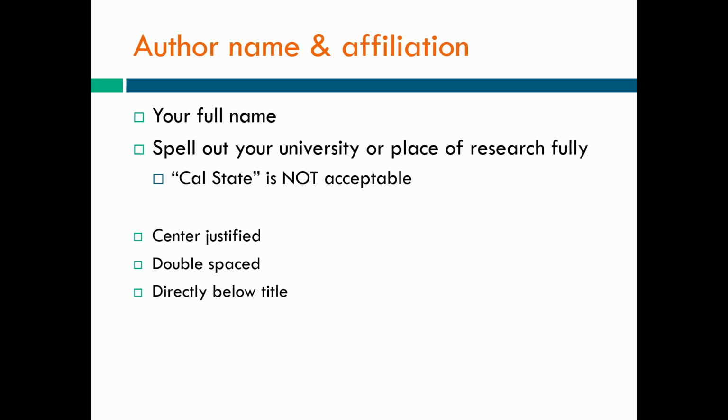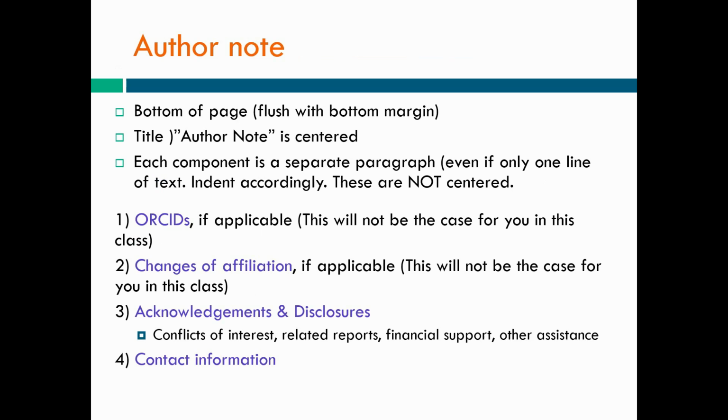All right, that section of the title page is also center justified, double spaced, and that's directly below the title. So you'll see that in just a second. All right, the author note is labeled author note. That is the last thing on the title page, and because of that, it is placed at the bottom of the page. It is, like I said, titled author note. That is centered. And then each component after that is a separate paragraph, and these are not centered. Okay, they are just indented accordingly, and that is all.